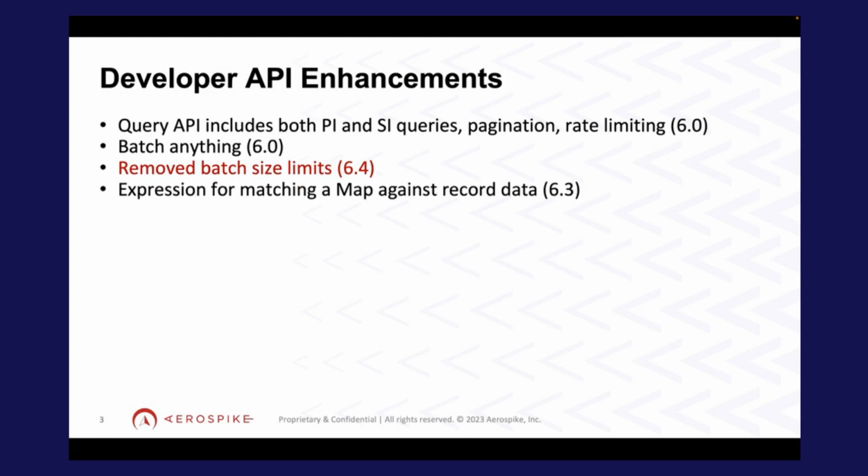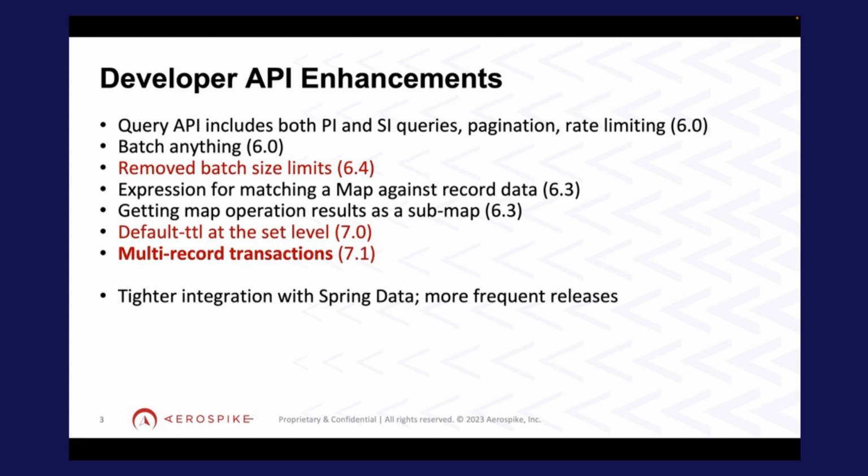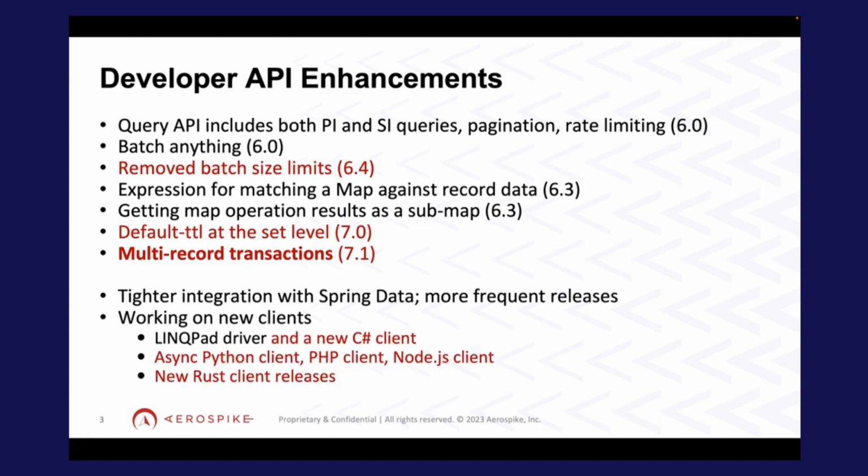Expressions for matching a map against record data, whether it's in a bin or nested inside a map or a list, was added in 6.3. Getting map operation results as a submap was added in Server 6.3, 2 new return types. Default TTLs at the set level is going to be added in Server 6.7.0. And multi-record transactions are the big thing coming with Server 7.1 that we're doing a lot of preliminary work for in 6.4 and 7.0. There is a tighter integration of Spring Data with a lot more frequent releases. And we're working on new clients.